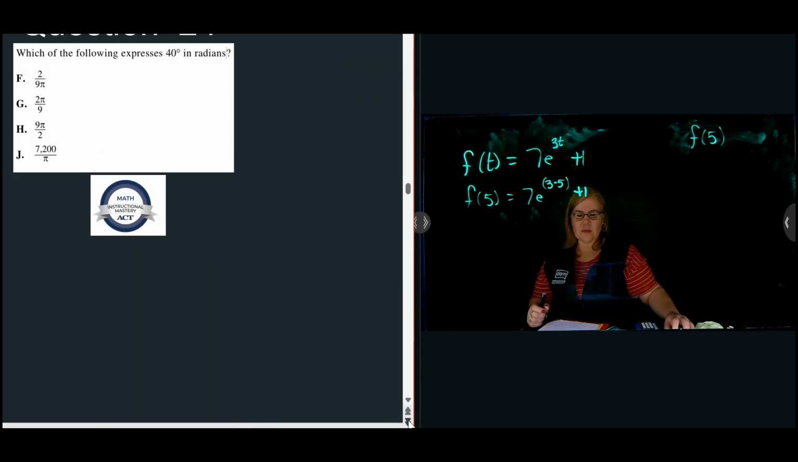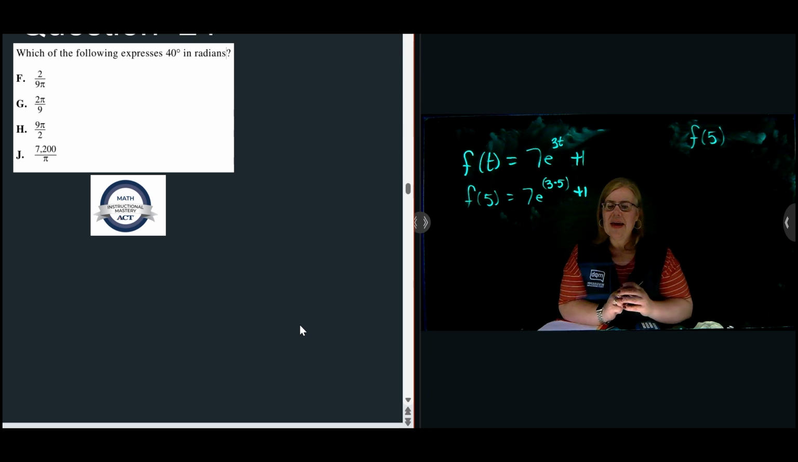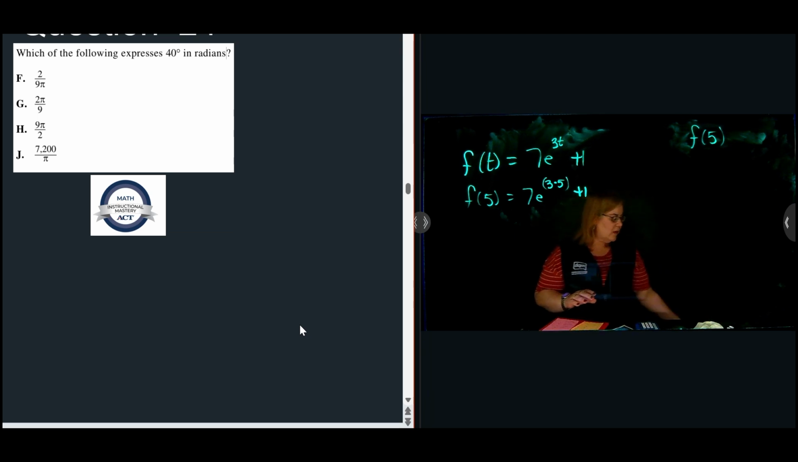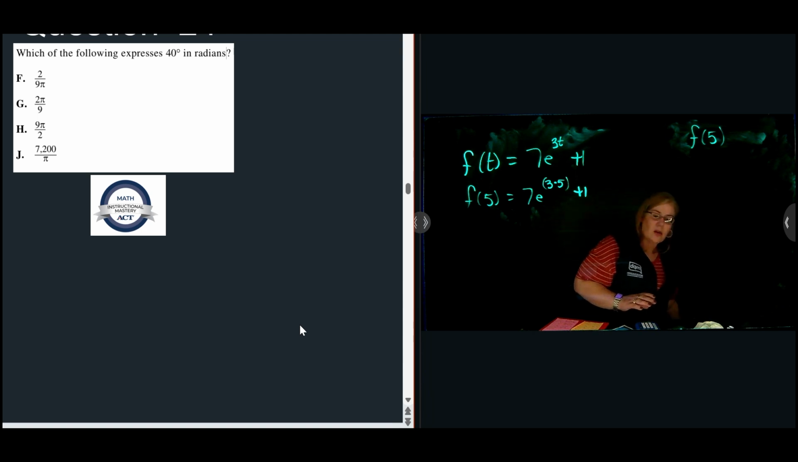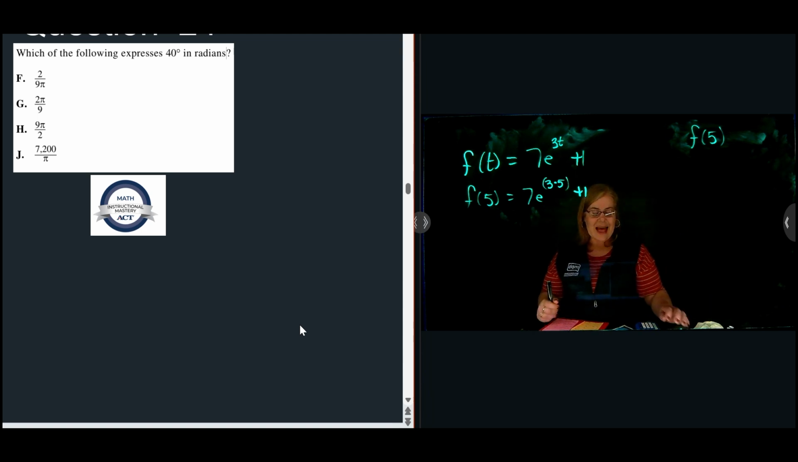All right, so let's go to the next one, which is 24. Which of the following expressions gives 40 degrees in radians? So what we need to do is convert our 40 degrees to radians. Again, that is going to be a calculator skill, so let's pull up our calculators.